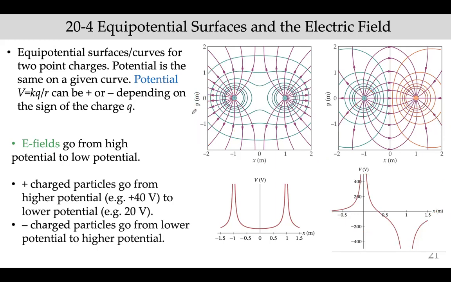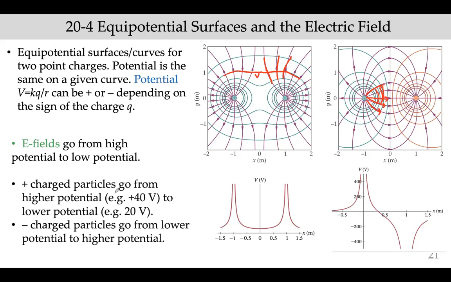The other thing that you can see from these figures: the equipotential surfaces, so these are the same V surfaces or curves, and the electric field lines are perpendicular to each other. So you can also look at here, the equipotential surfaces are the curves, and the electric fields are perpendicular to them.